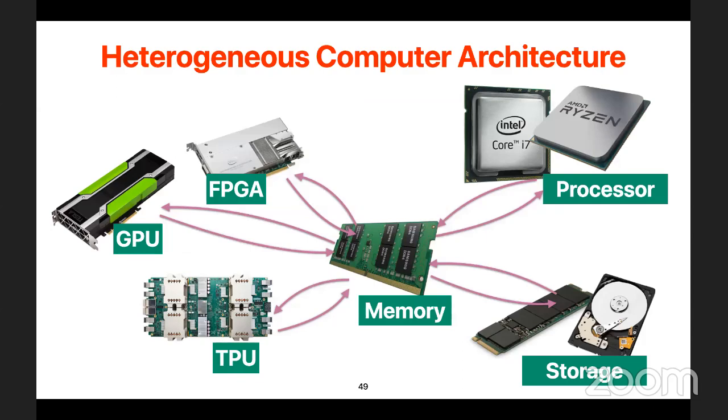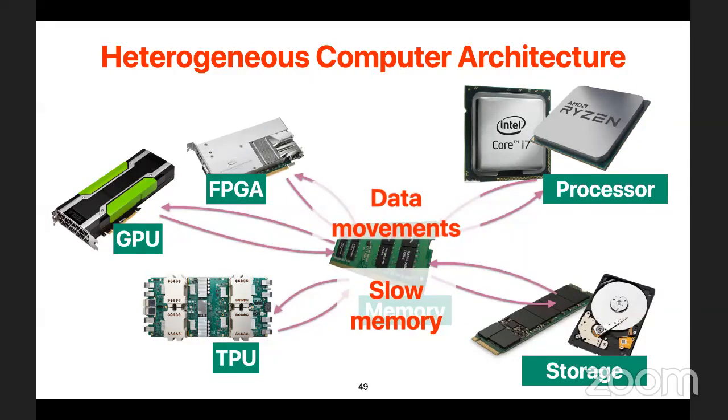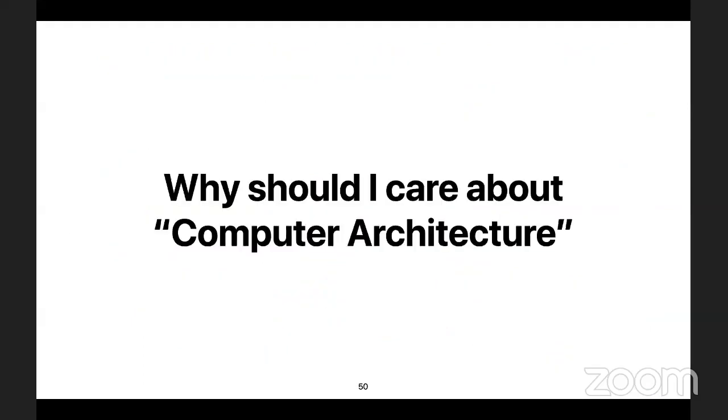If you look at this heterogeneous computer architecture, everything requires the memory to work. Even though you have the fastest TPU and the fastest GPU, everything has to go through this very, very slow memory. So if you cannot deal with the data movement very well, even though I have the fastest tensor processing unit and the fastest GPU, your computer is going to be slow as well. So that's why you should care about computer architecture, right?